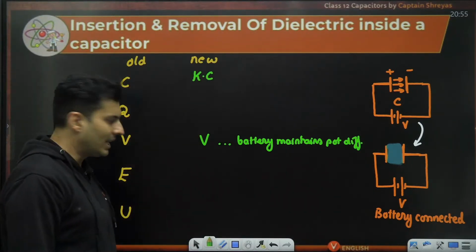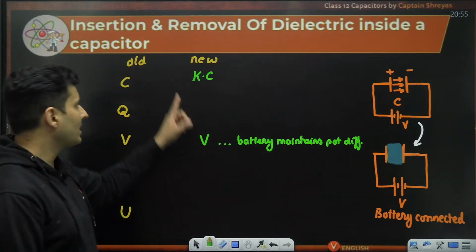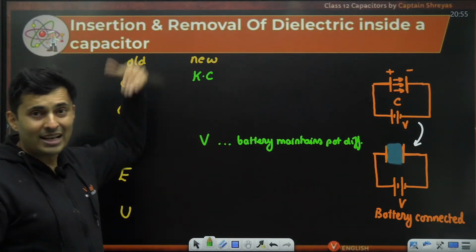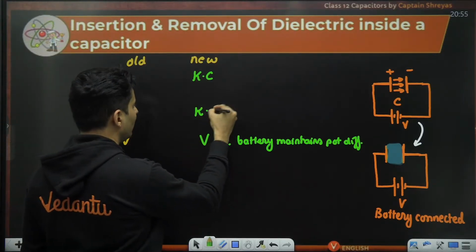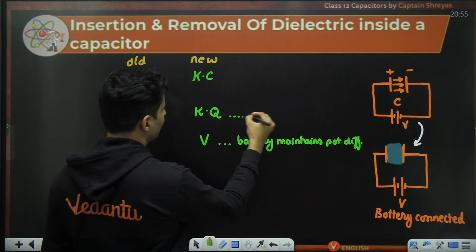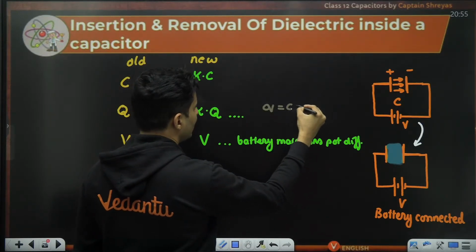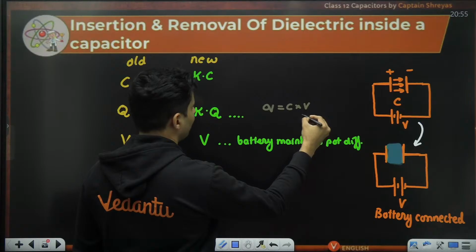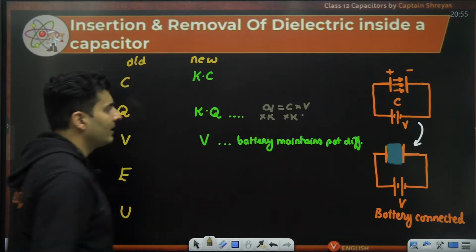From this, we can understand: Q is C into V, charge is capacitance into voltage. Capacitance increased, so the charge will also increase K times. It will become K times of Q. The reason is that Q is equal to C multiplied by V. So if capacitance increases K times, the charge should also increase K times.